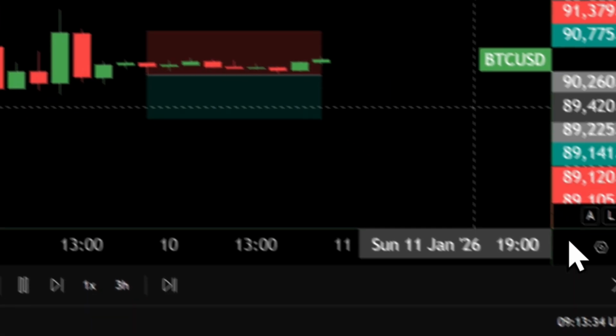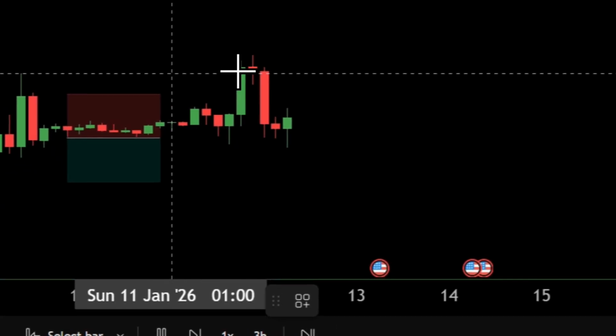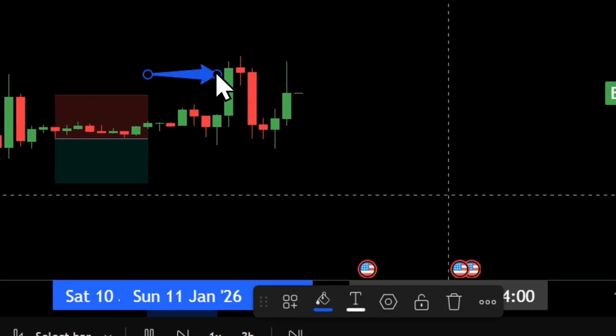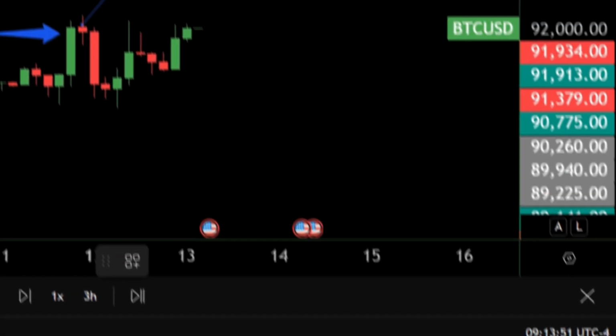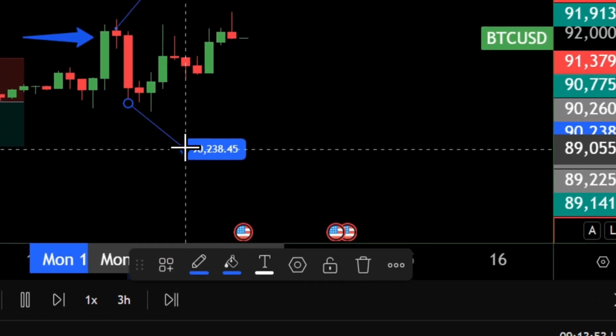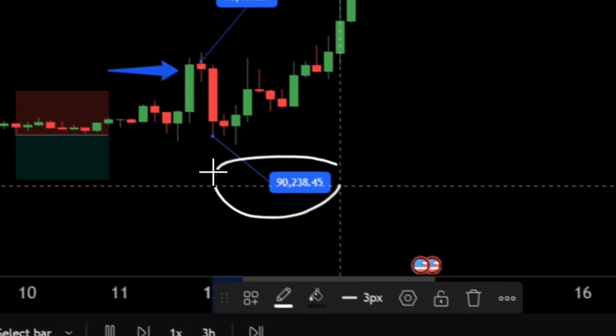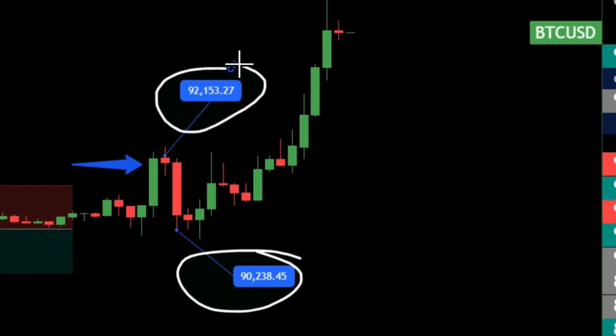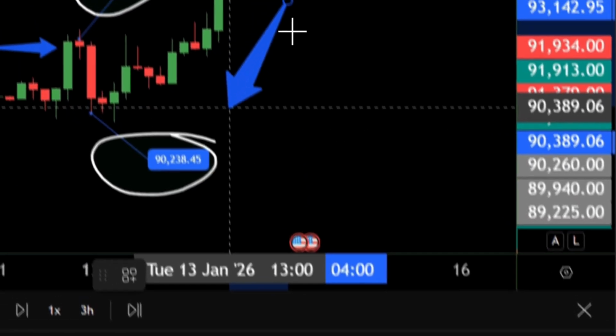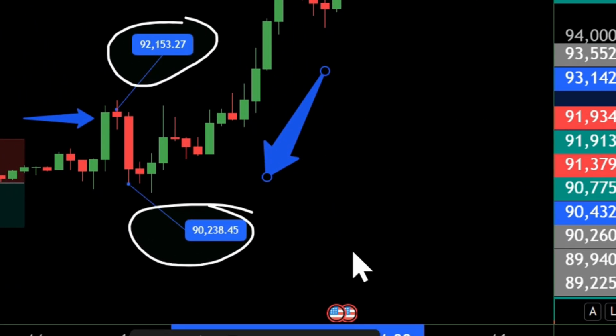Price starts moving higher. Momentum strengthens. Buyers remain in control. Eventually, price approaches a previous resistance area. Resistance works similarly to support, except sellers historically entered the market around that level. That creates possible overhead supply, and traders begin evaluating whether bullish momentum may start slowing down there.